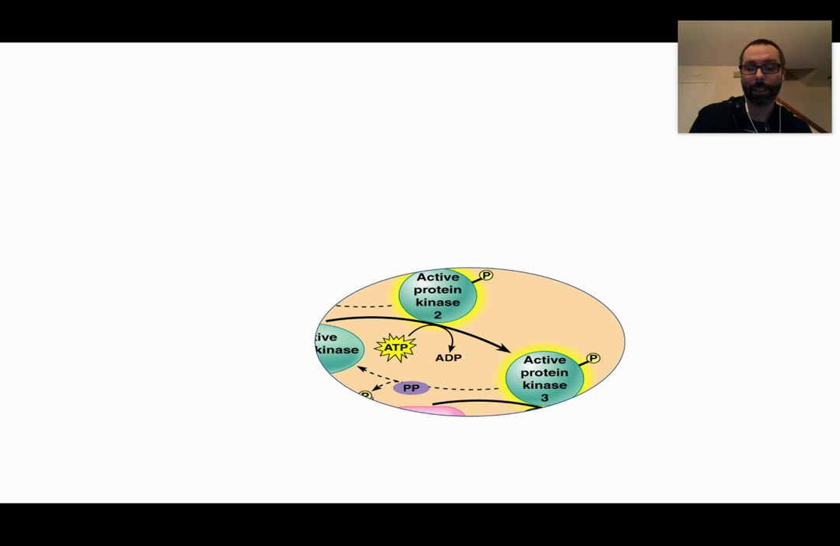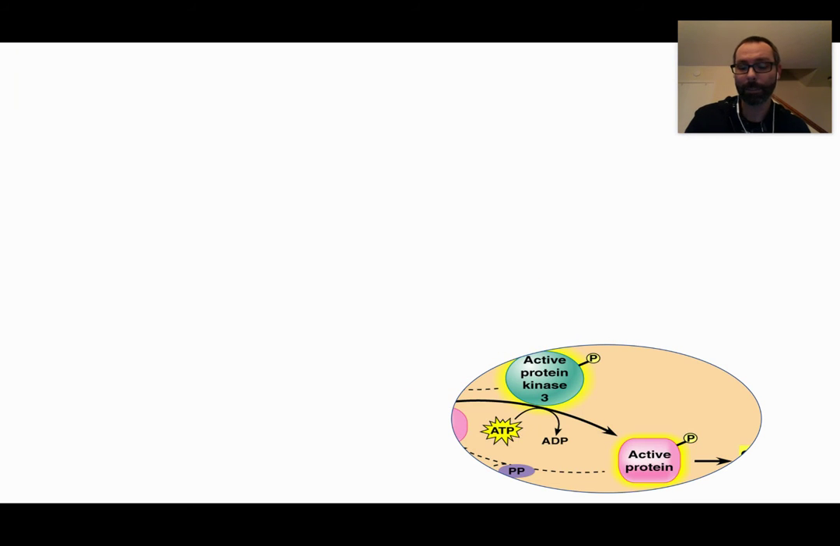Now, active protein kinase 3, what is it going to do? It's going to do the same thing kinases always do. It's going to add a phosphate to something. This time, it's going to add it to this pink protein, which isn't pink in real life, of course. Now, this pink protein in this diagram is what's going to go off to do the response. This is the thing that's going to trigger whatever we want to happen, right?